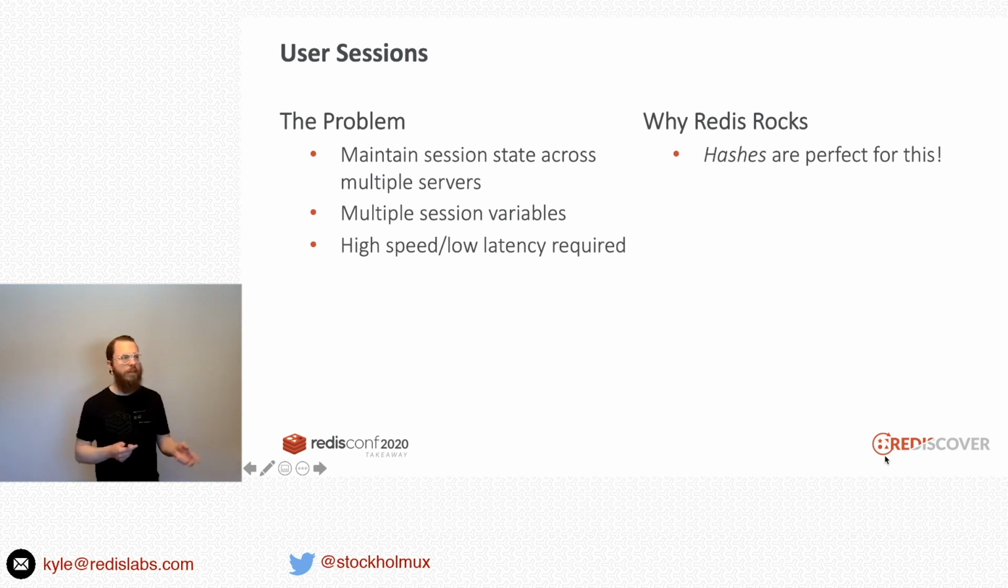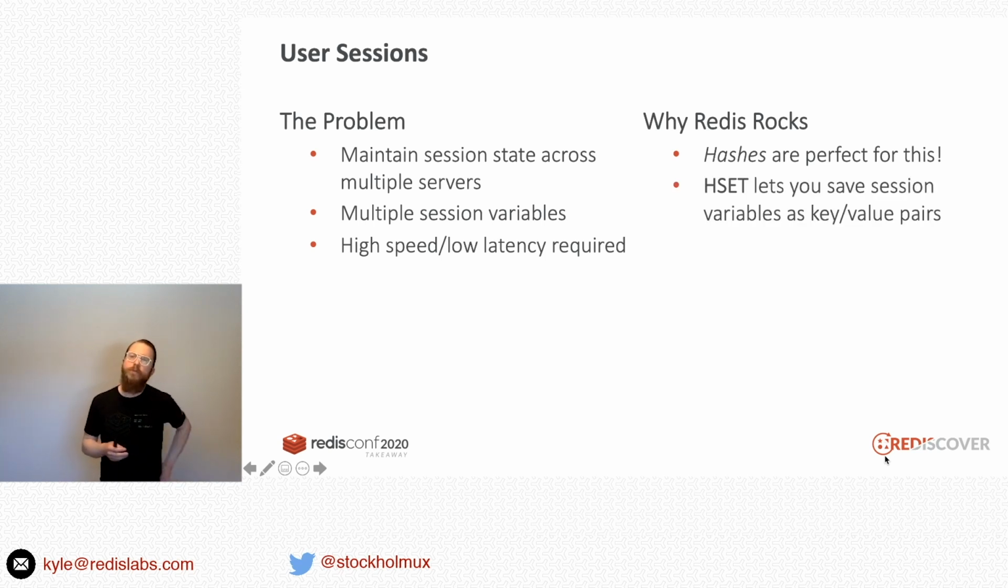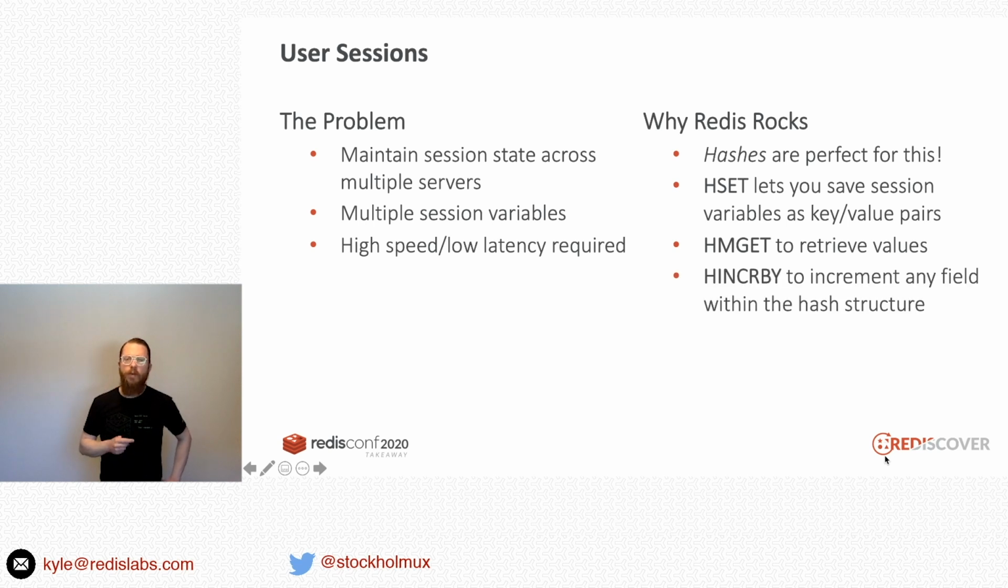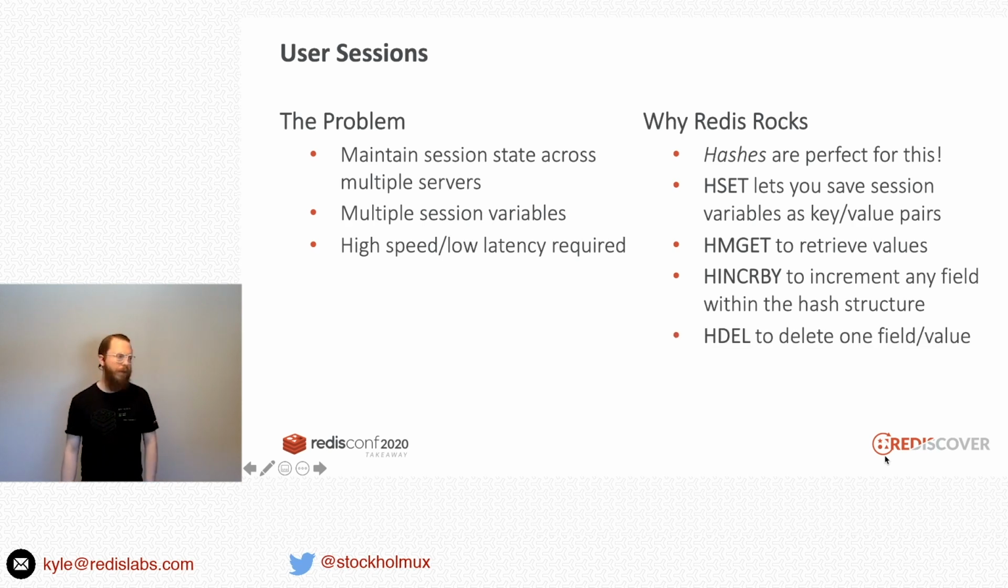So Redis actually provides hashes, which are a perfect match for this type of use case. We have hset, which will let you save session variables as key value pairs. So the key itself refers to the session ID, and then for the actual session variables, the name of the variable is the key, and what's stored in the variable is the value. We'll retrieve those values back out with hmget, and then we'll use hincrby to increment any field within the hash structure. So let's say that you had a number that you wanted to just add 1 to, without knowing what the number is. We can do that with hincrby. And of course, we can delete something out as well. So maybe you have an item in a cart that you no longer want. So you have hdel there.